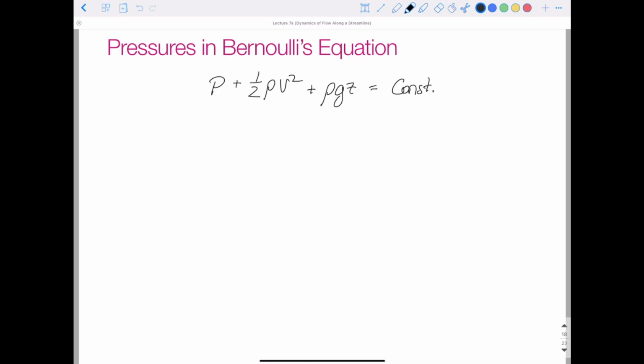So the first term, P, is static pressure. And this is the actual pressure or normal stress in the fluid.